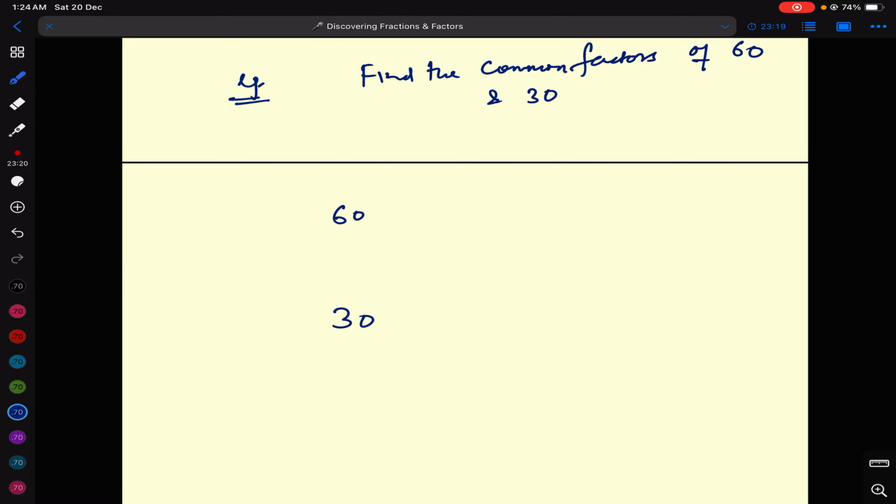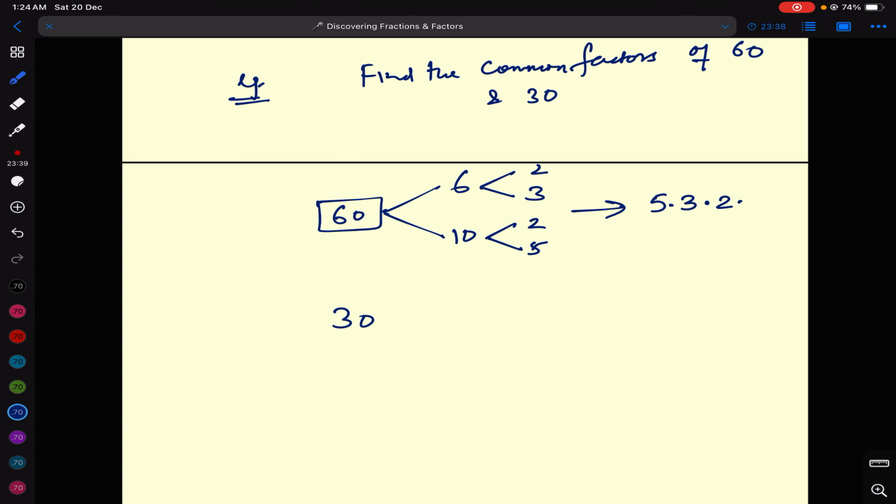Okay, so 60, now we know that 60 can be written as 6 times 10, right? 6 can be written as 2 times 3, and 10 can be written as 2 times 5. So can we write this as 5 times 3 times 2 times 2? I've sorted them in the descending order. Similarly, 30 is 3 times 10. 10 can be written as 2 times 5. So this will be 5 times 3 times 2, correct?